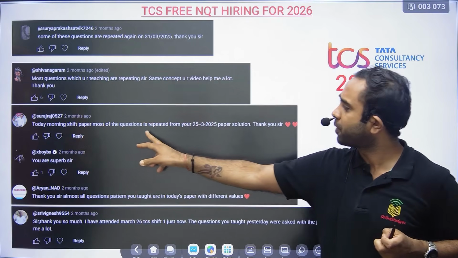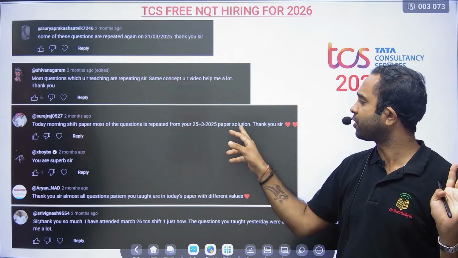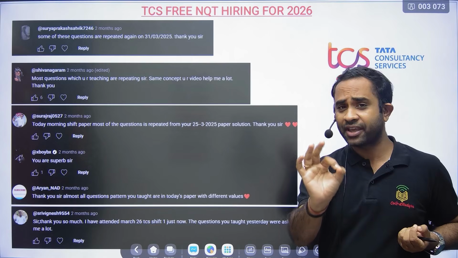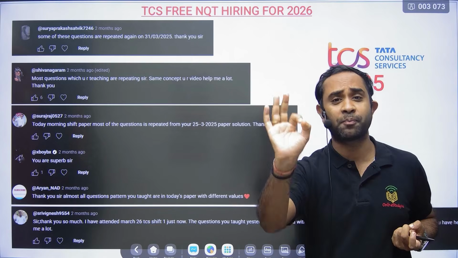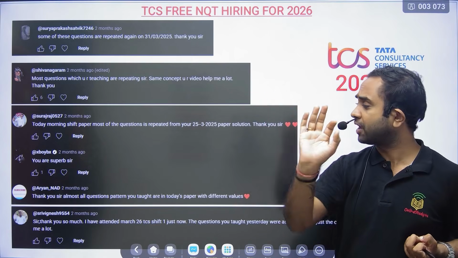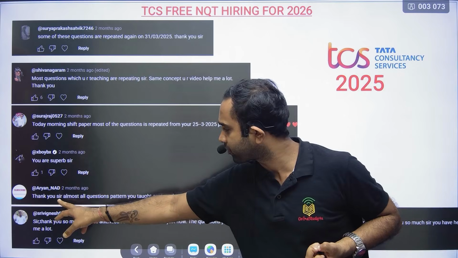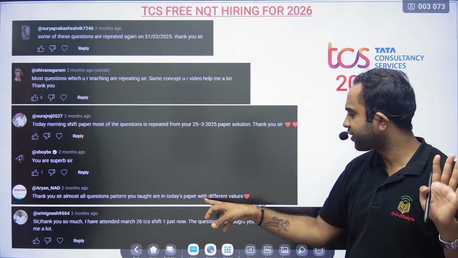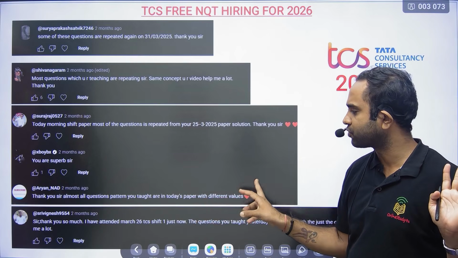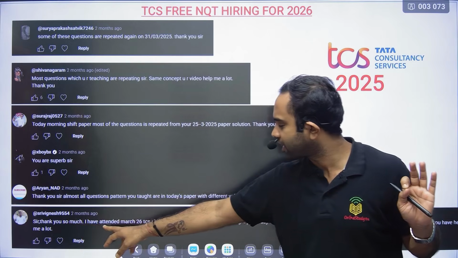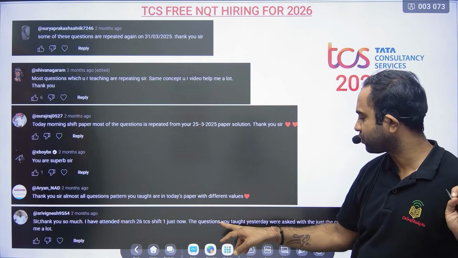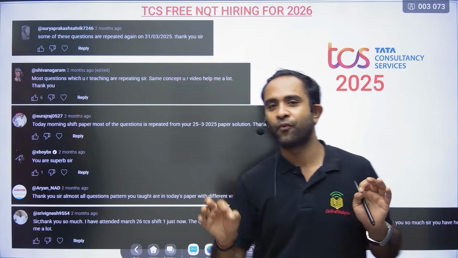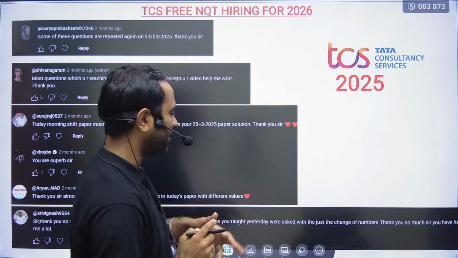Today morning shift paper, most of the questions were repeated from your paper solution. So during the exam also we do paper solution and put it in the crash course so that you get help from that. You are super. Thank you, sir. Almost all the problems you taught are in today's paper with different values. I attended March shift 1 just now. The questions you taught yesterday were ditto asked in the examination.